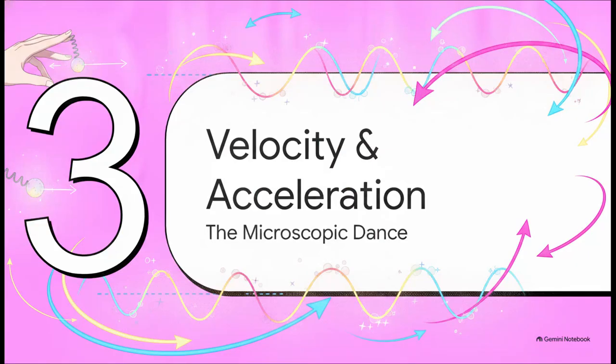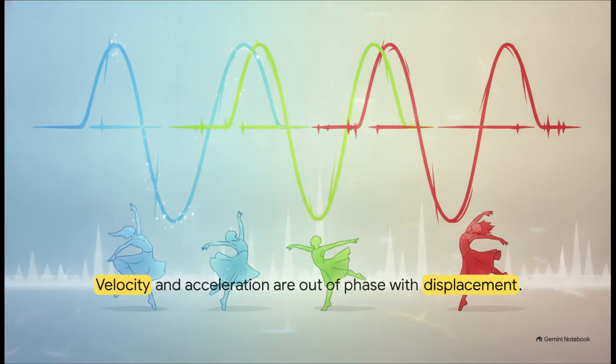Moving right along to Section 3, velocity and acceleration, the microscopic dance. Let's actually see how this all builds into this microscopic dance between displacement, velocity, and acceleration. If you look closely at these 3 graphs representing them, you'll spot something wild. Notice how velocity is actually ahead of displacement by a phase angle of exactly 90 degrees. And then check out the acceleration curve. It's a full 180 degrees ahead, totally opposite to displacement.